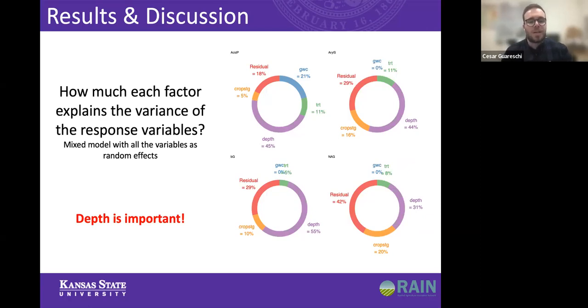Here, I tried to explain how much each factor would explain the variability of my data. So I ran a mixed model with all the variables as random effects. And we can see that for all the enzymes, depth is really important, and we have some effect of treatments and crop stages as well. So it's just a descriptive plot to see how much each one of the variables explained the variability of my data.